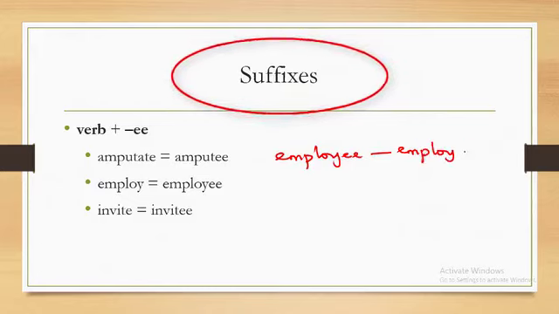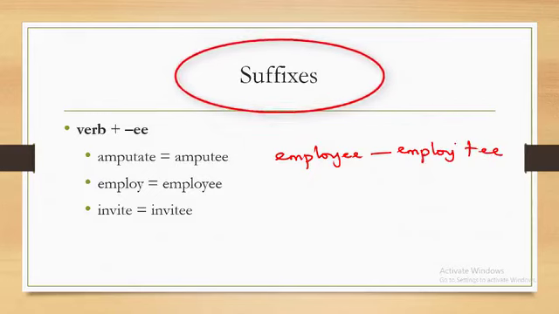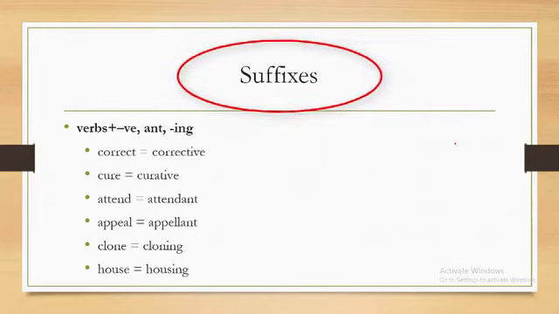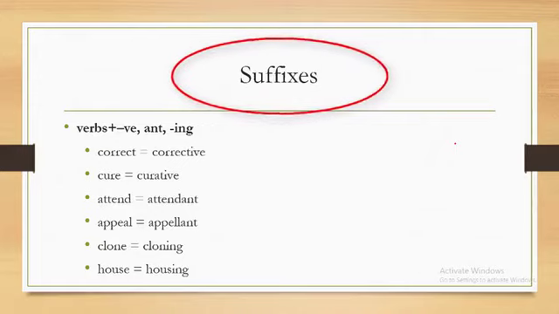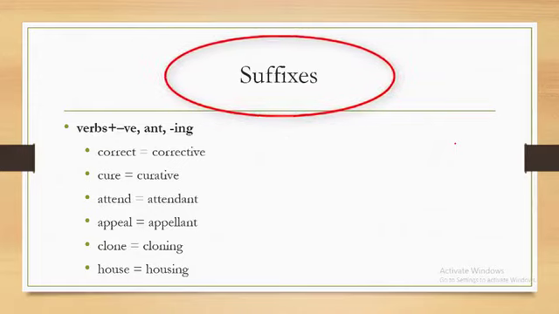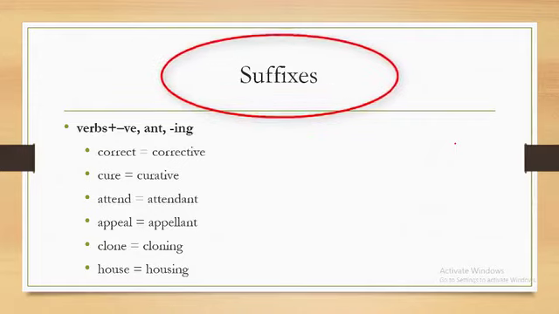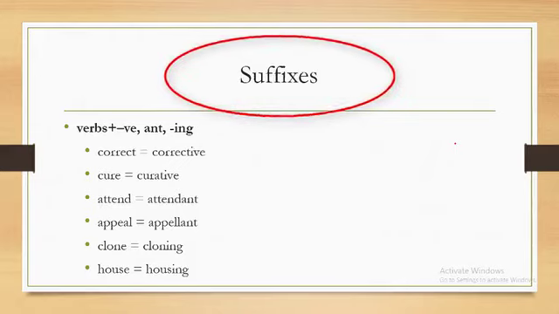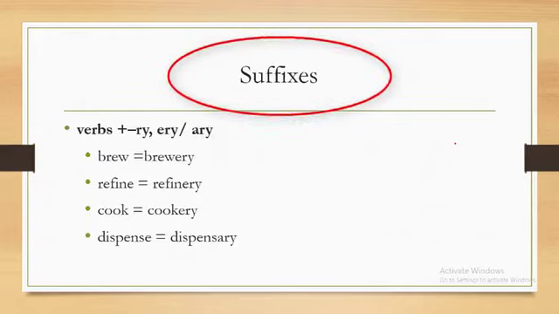Then we have invite plus double E becoming invitee. So we could have verbs also. We add ANT, IVE or ING. Attend plus ANT becoming attendant. We have correct plus IVE becoming corrective. We have house plus ING becoming housing.